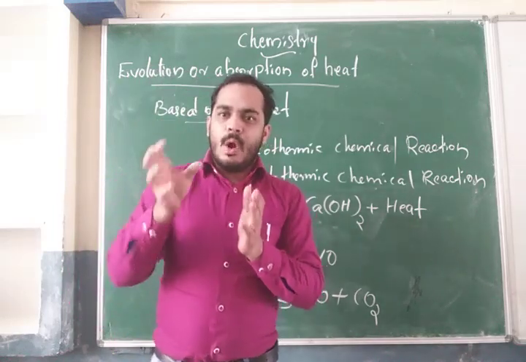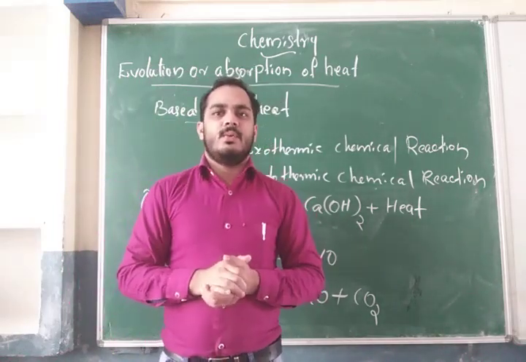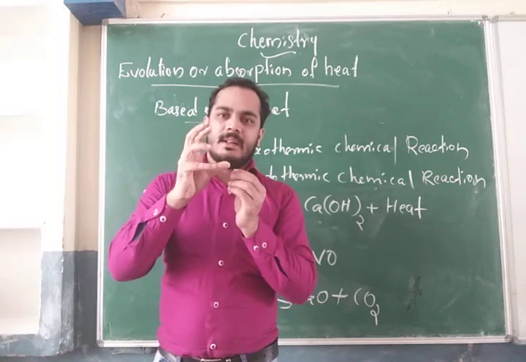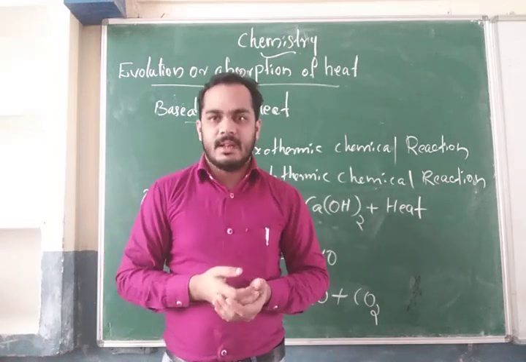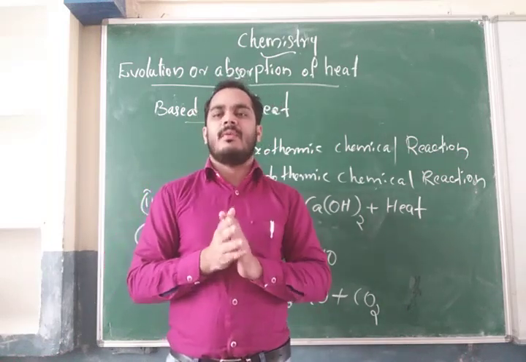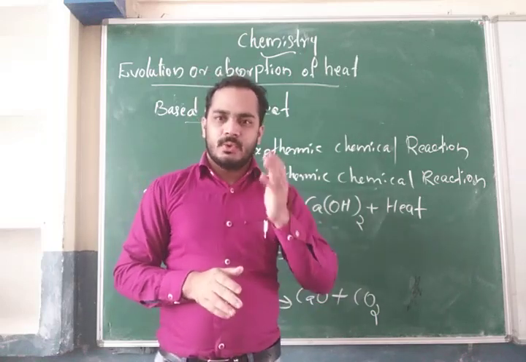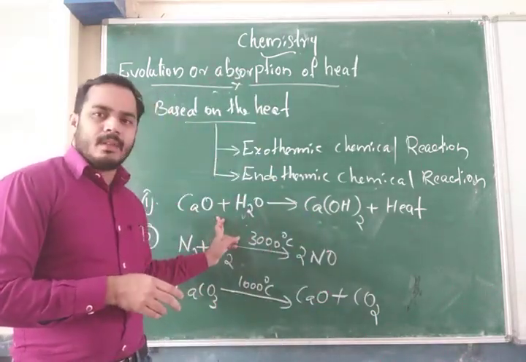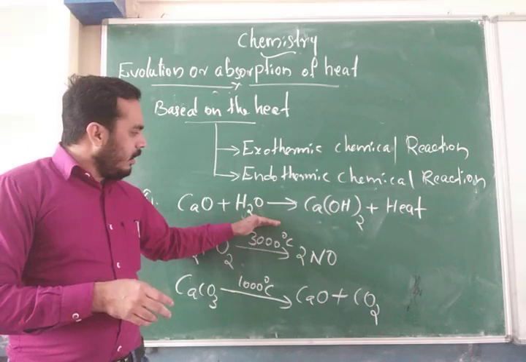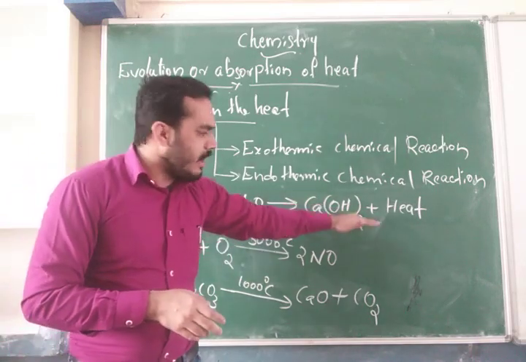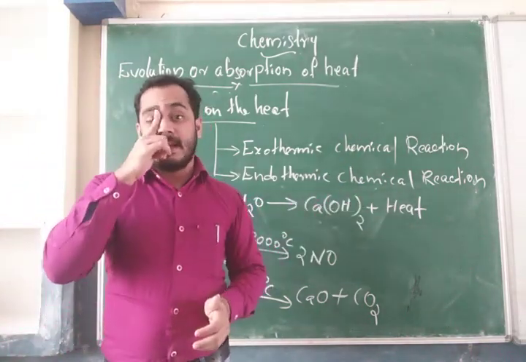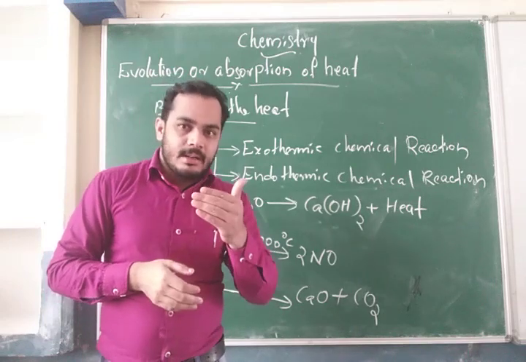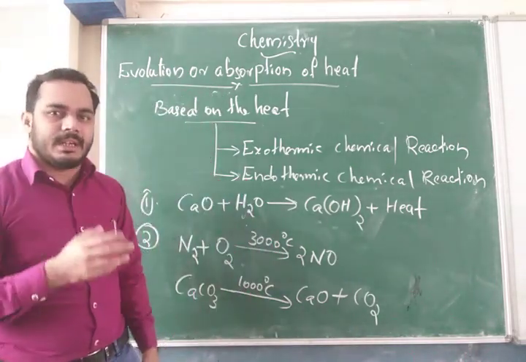While adding the water over the calcium oxide, what happened? It produces bubbles. As a result, it produces the heat energy. So it is the best example of the exothermic reaction. So calcium oxide reacts with water to form calcium hydroxide plus heat energy. Okay. Second one, endothermic reaction.